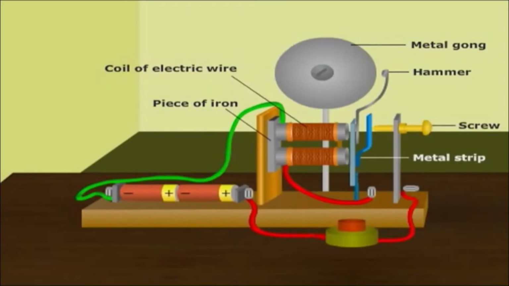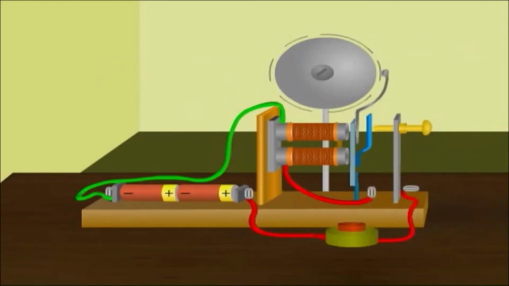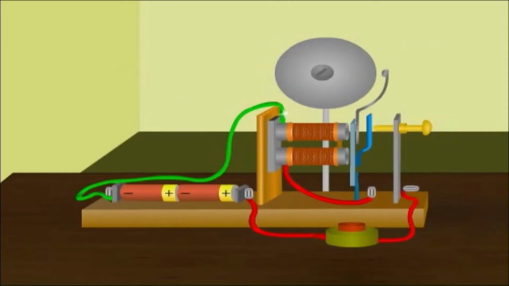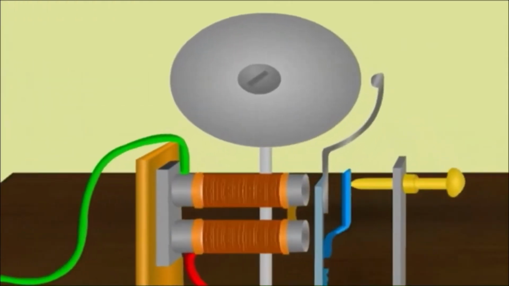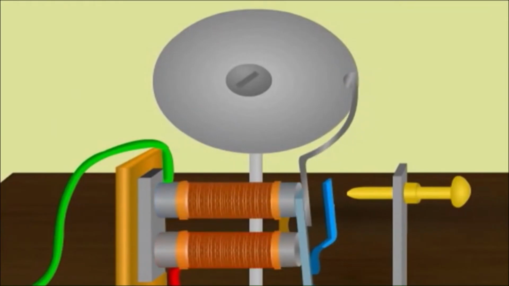Now let's see what happens when we turn the switch on. The bell is ringing. How did that happen? Look at it again. When we switched it on, the current started flowing through the coil of wire. Now because of this, the iron object, you see that? It became an electromagnet. So the metal hammer got attracted towards the electromagnet and it struck the gong to produce a sound.